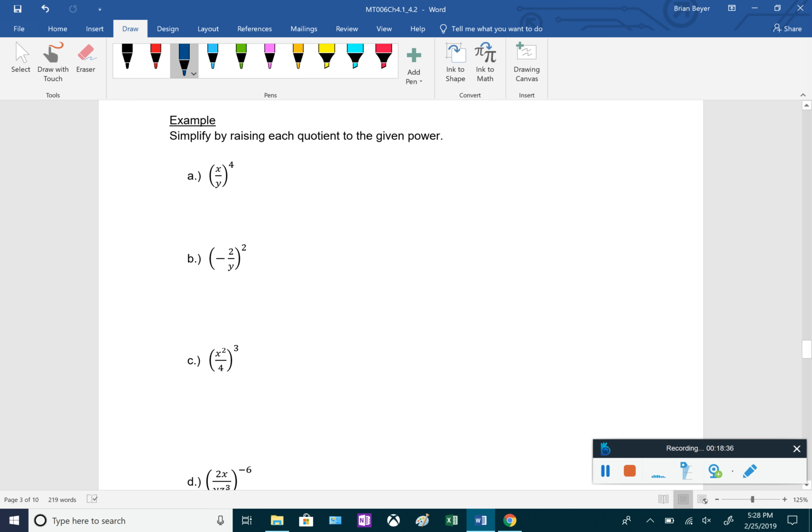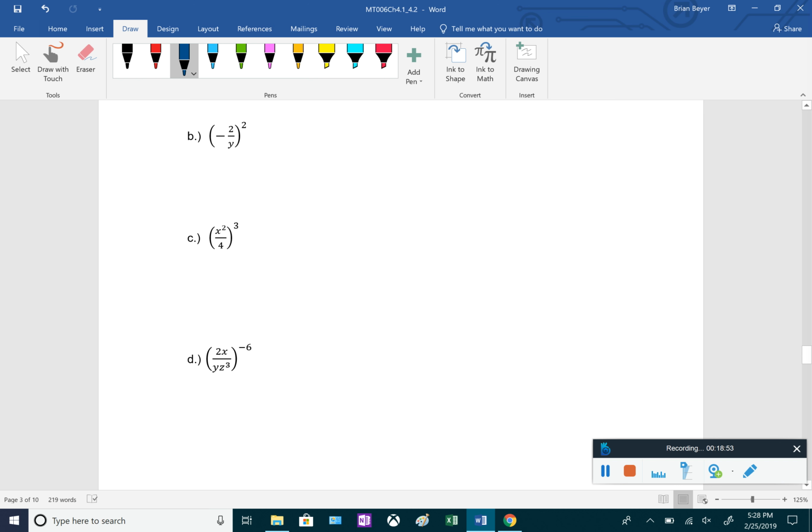So first example, we have x over y to the fourth. So it's a fraction, the whole thing is to an exponent. So we can give the numerator the exponent as well as the denominator. So it equals x to the fourth over y to the fourth.